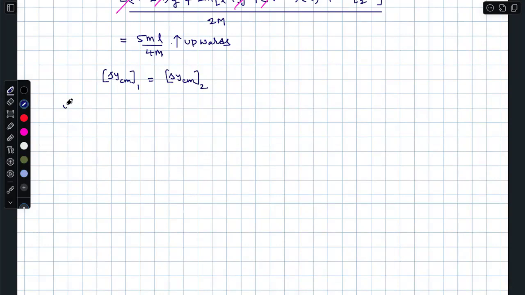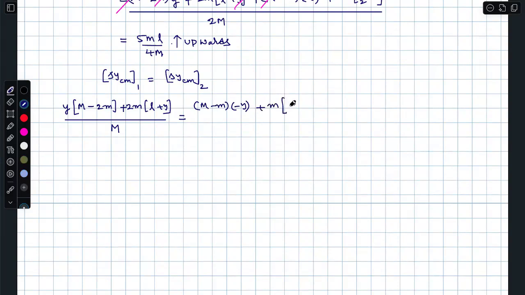Now what I am taking is the ladder first. M minus 2m plus 2m times L plus y, divided by the mass of the system, capital M, is equal to m minus m times minus y, plus m times L by 2 minus y, divided by the system mass m. The right hand side also has mass m. If you solve all that, you get y is equal to minus 3ml by 4m.